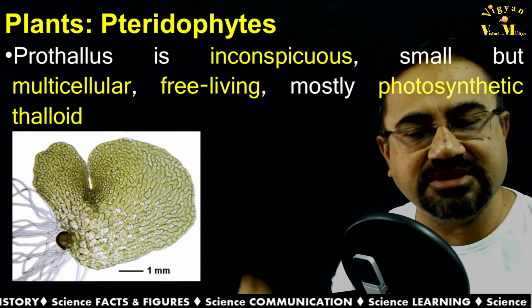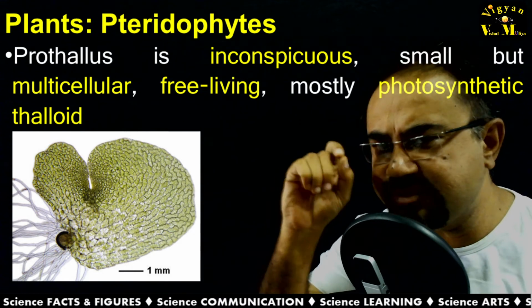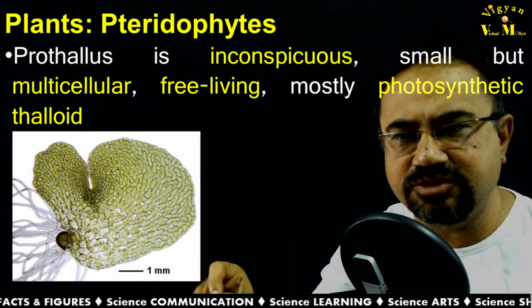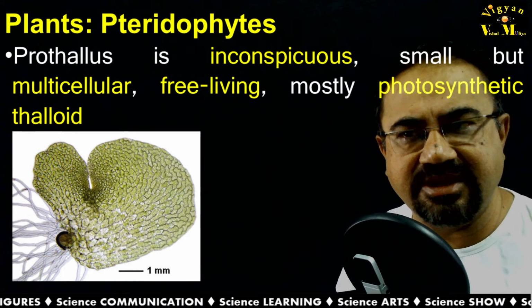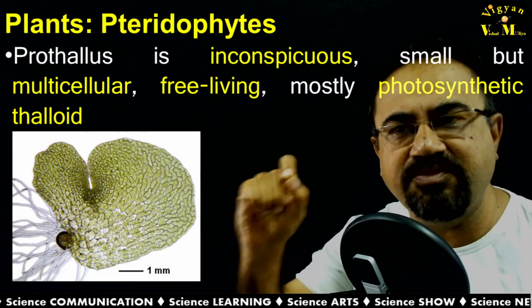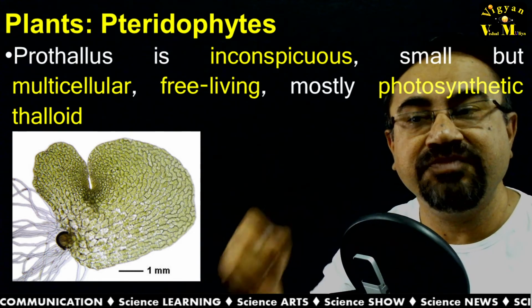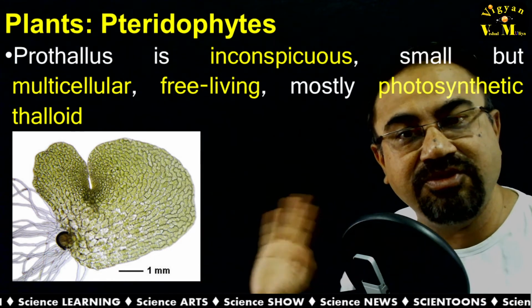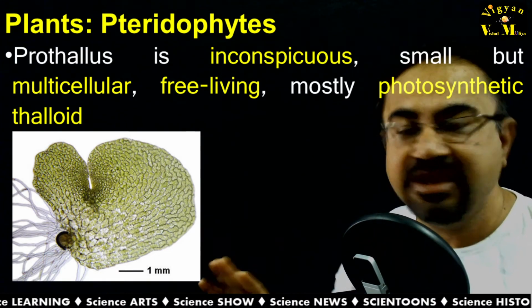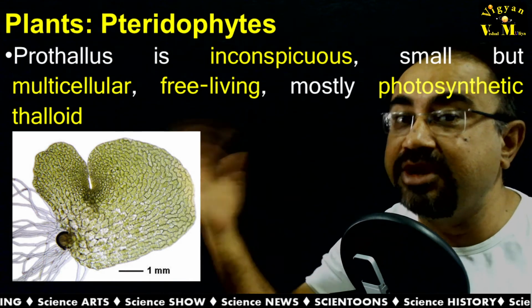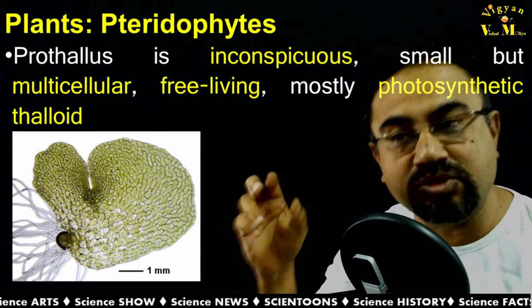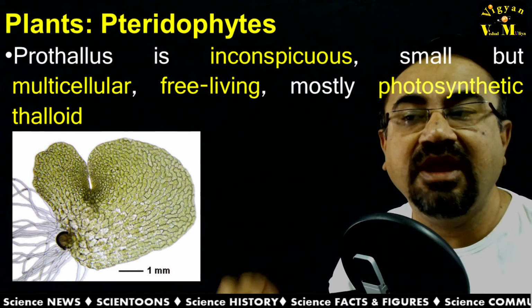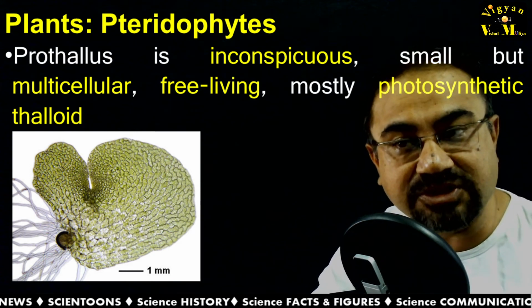This prothallus is inconspicuous, it is very small, we cannot see it with the naked eye, it is in millimeters, and though it is very small, it is multicellular. Here you can see the multicellularity. It is free living, not dependent on the sporophyte, mostly photosynthetic, and it is thalloid in structure.